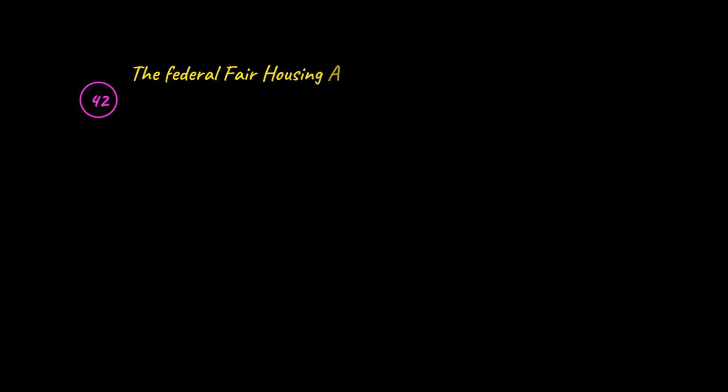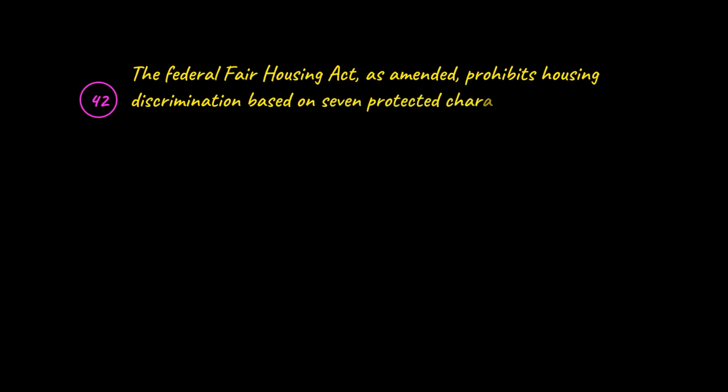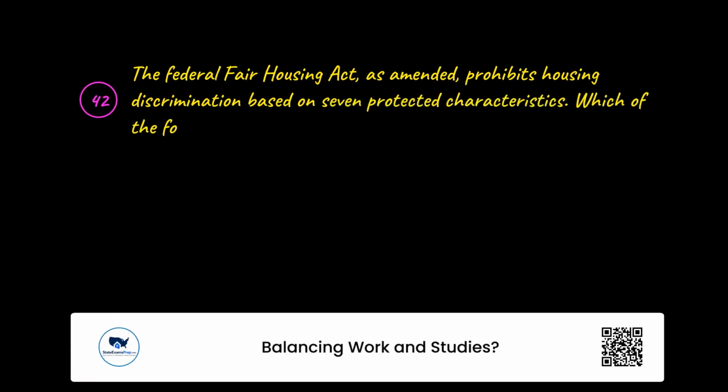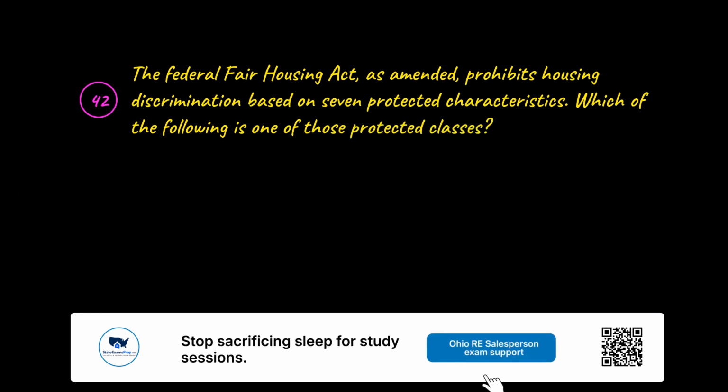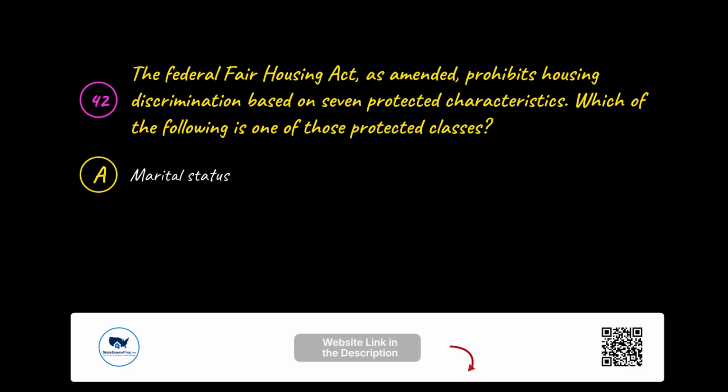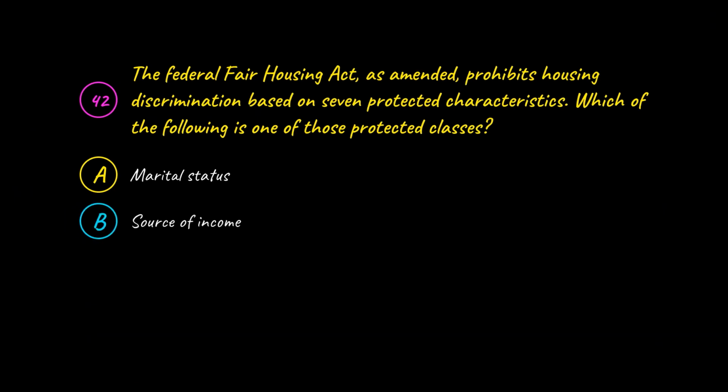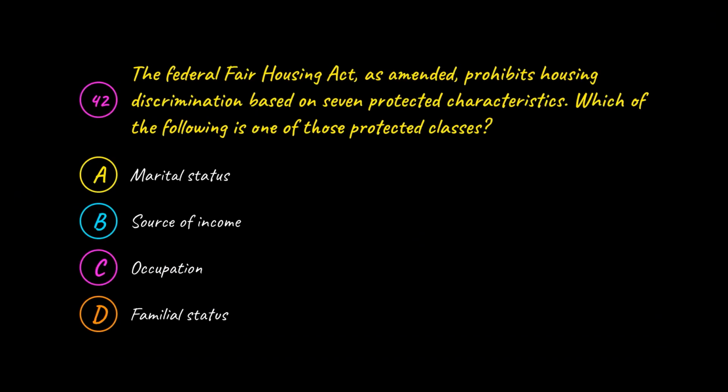Question 42. The Federal Fair Housing Act, as amended, prohibits housing discrimination based on 7 protected characteristics. Which of the following is one of those protected classes? Your options are A. Marital status, B. Source of income, C. Occupation, D. Familial status. Take a second. Which answer would you pick?